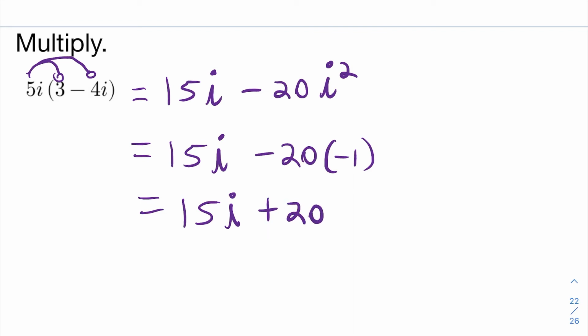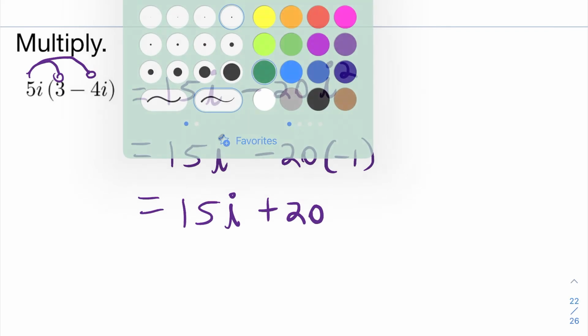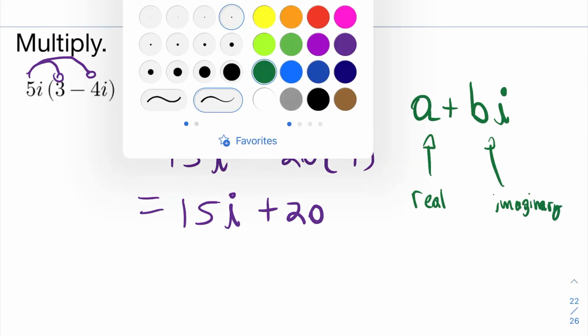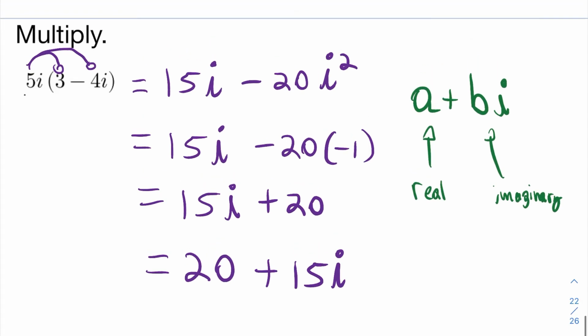But they often like you to write it in a certain form. The form that they like you to write these in is the form a plus bi, with the real number first and the imaginary number second. So let's write it that way. So 20 is the real part of this number, and the plus 15i is the imaginary part. So that would be the product of that imaginary number and that non-real complex number.